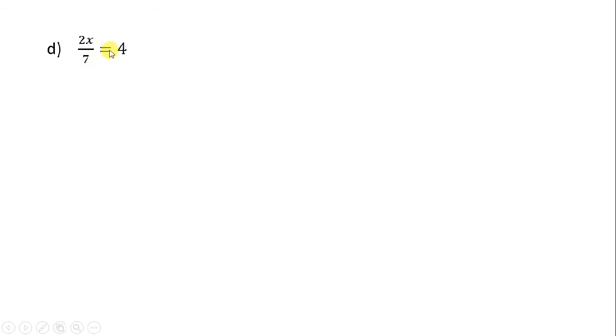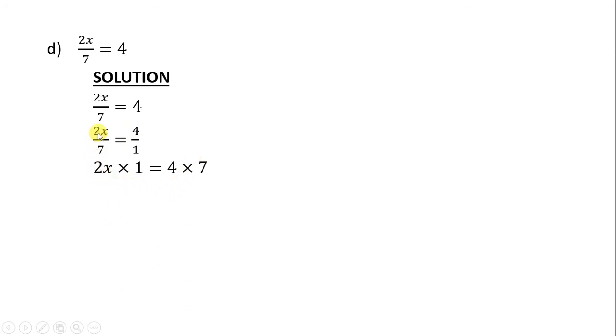Let's go to the next one. We have 2x divided by 7 is equal to 4. The first thing we are going to do is express this 4 as a common fraction by putting a denominator 1, and then we'll cross multiply. So I'm saying 2x times 1 is equal to 4 times 7. If you multiply 2x times 1, you're going to get 2x.